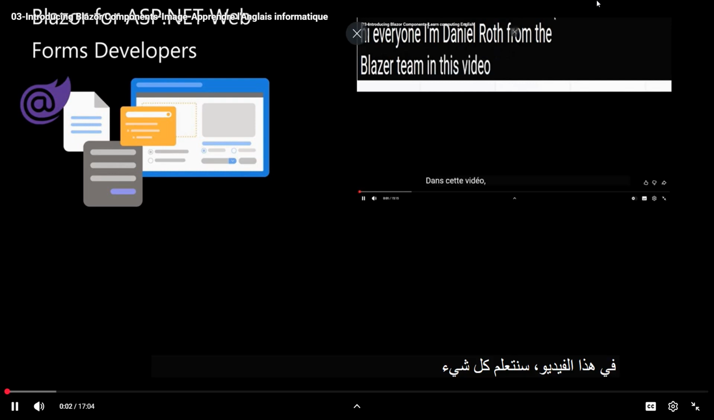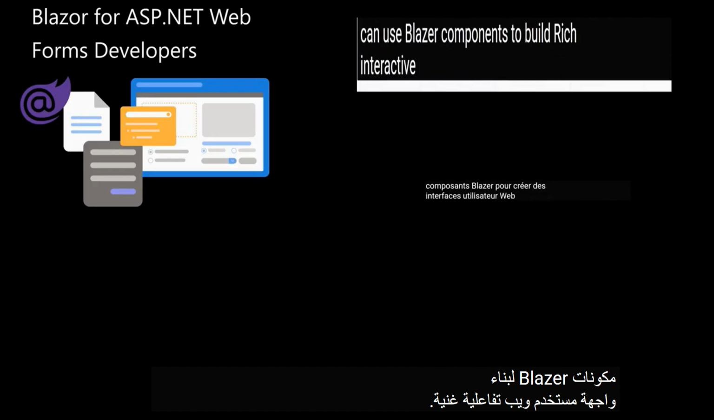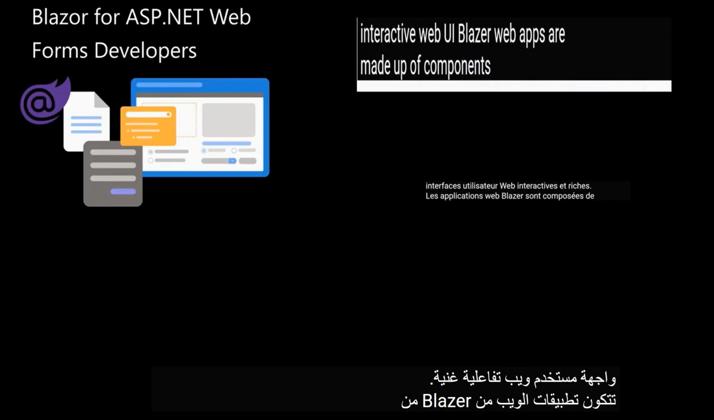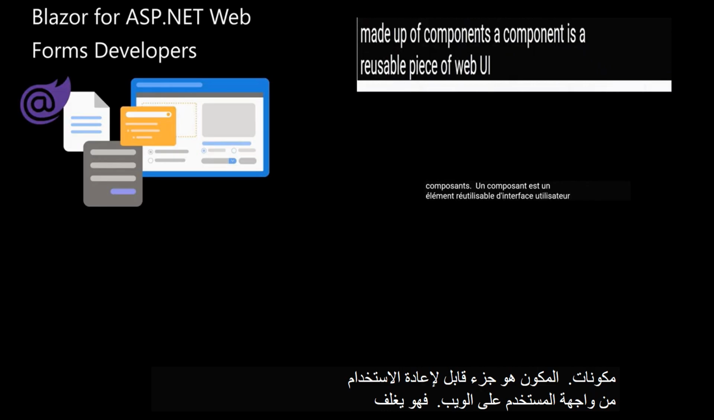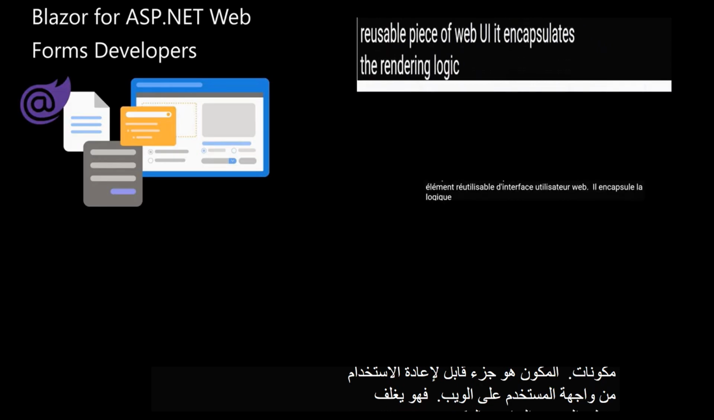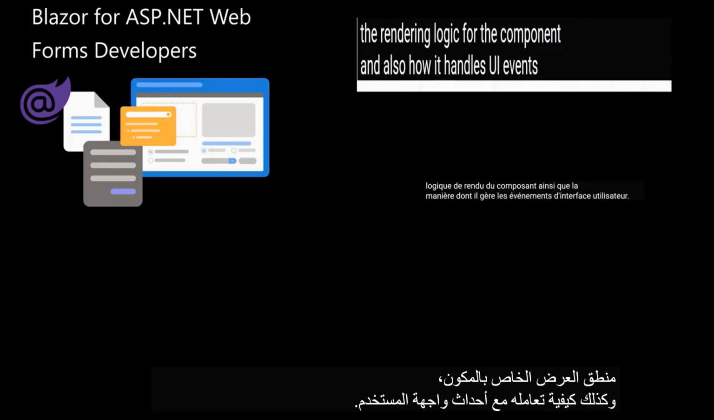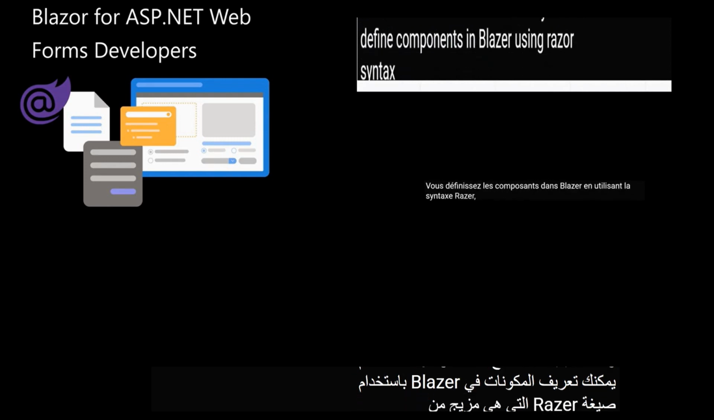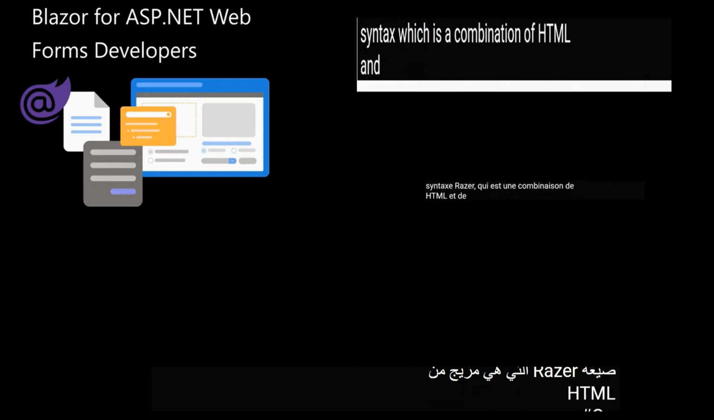In this video, we're going to learn all about components and how you can use Blazor components to build rich interactive web UI. Blazor web apps are made up of components. A component is a reusable piece of web UI. It encapsulates the rendering logic for the component and also how it handles UI events. You define components in Blazor using Razor syntax, which is a combination of HTML and C#.